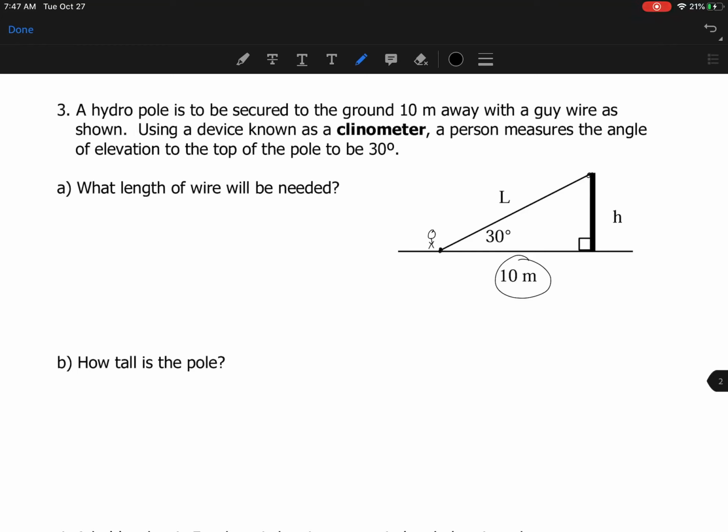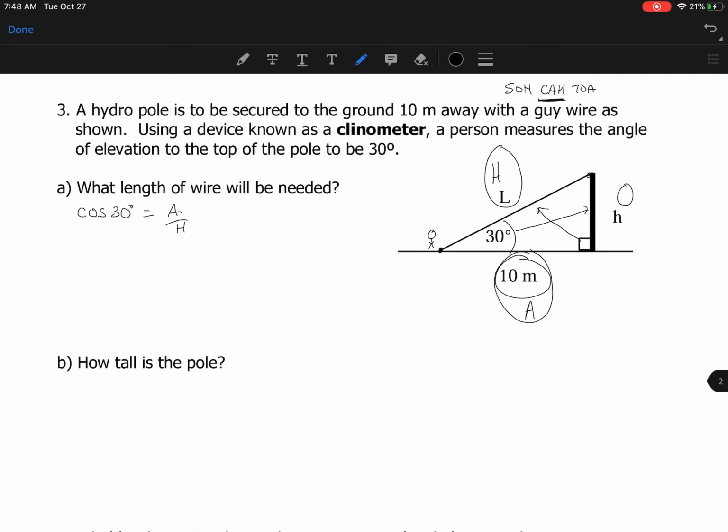Well, what we can do is figure out first how to label our triangle. So here's our 30 degrees. So this side here is my opposite side. This side here is my hypotenuse, and this bottom here is the adjacent. So I'll just solve for L, for the hypotenuse. The only piece of information we have is this 10. Well, A and H in SOHCAHTOA means we have to use cos.